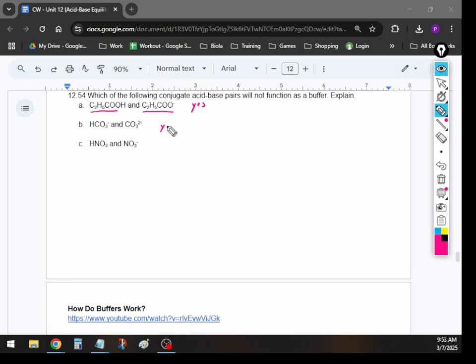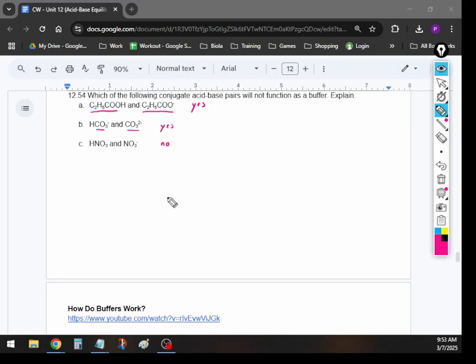This is also, yes, going to act as a buffer, because if you take a look, you have carbonate as your conjugate base. Again, this is just minus the hydrogen. So C is actually going to be no.